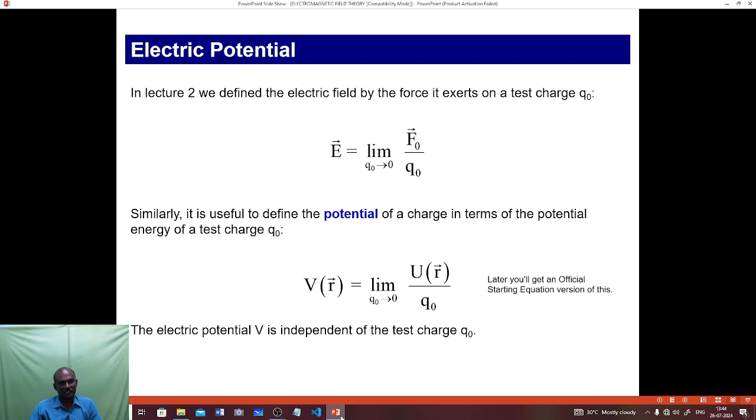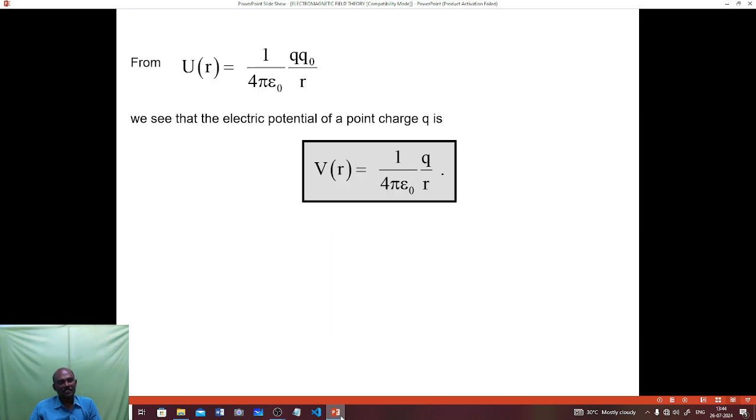Similarly, it is useful to define the potential of a charge in terms of the potential energy of a test charge Q. For the test charge Q, its potential is the limit Q₀ tends to 0 of U(r) by Q₀, where U(r) is the work done in bringing the test charge. So that is 1 by 4πε₀ times Q₀ by r. So the potential V(r) equals 1 by 4πε₀ into Q by r, where Q₀ is 1. So it is Q by r.